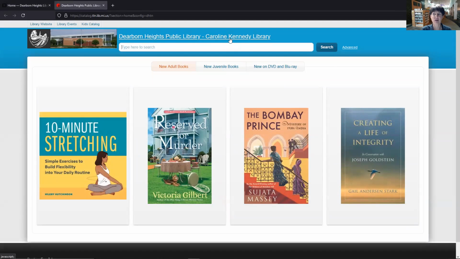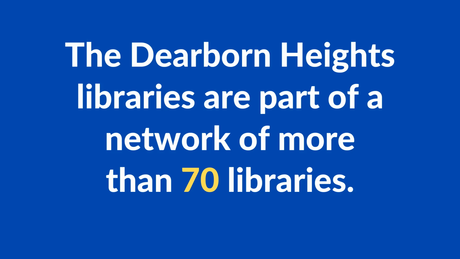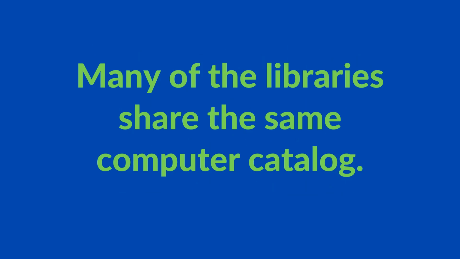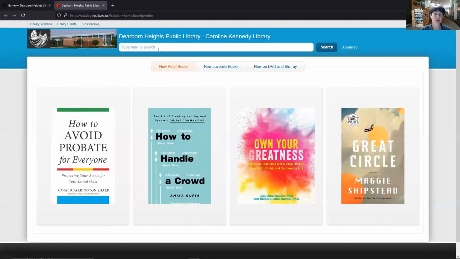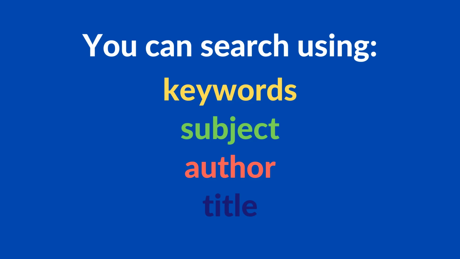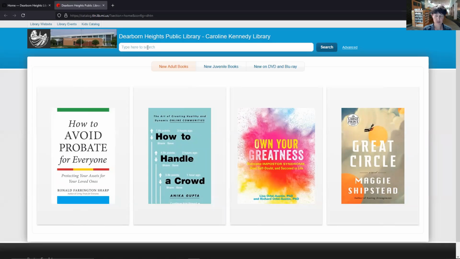However, Dearborn Heights libraries are part of a network of more than 70 libraries. Many of these libraries share the same computer catalog. So when we search in this catalog, we're searching not only the two Dearborn Heights libraries, but more than 50 other libraries. Let's start by typing in the search box. And you can type in keywords, subjects, author, name of a title. We're going to start by looking for idioms.